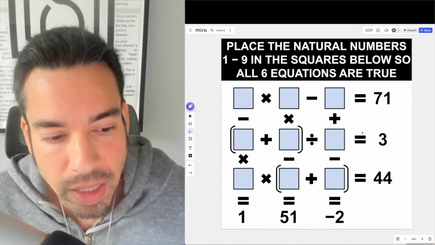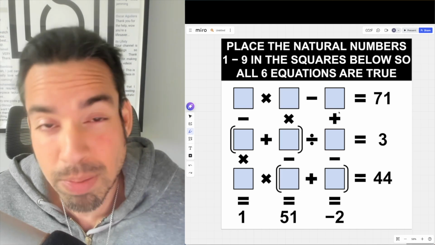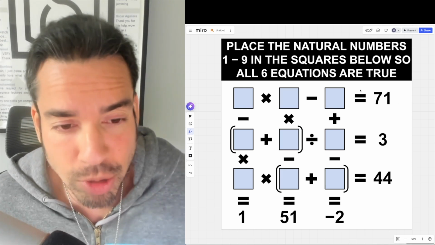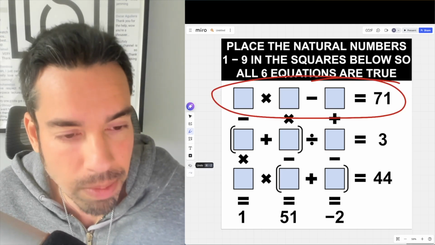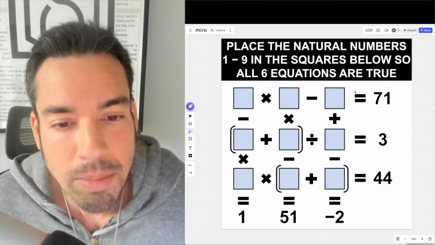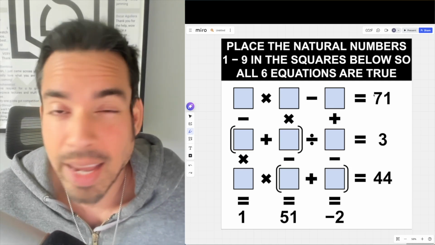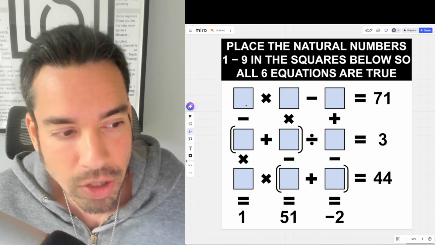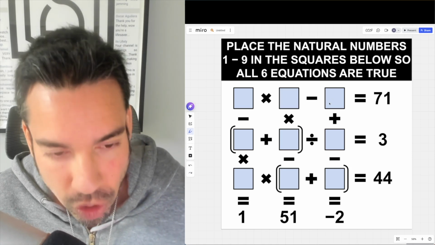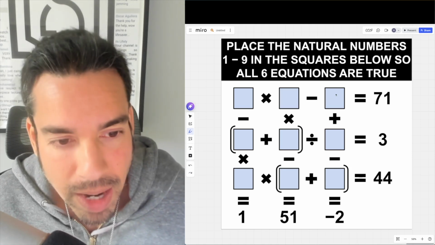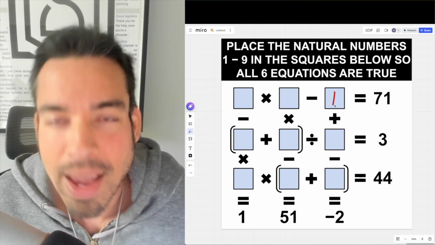All right, so when we're looking at a puzzle like this, I want to go to the places where we have the fewest options first, and that's going to be right off the jump, this top row right here. Because to get up to 71, there's only really one way to do it. 8 times 9 or 9 times 8 is going to give us 72, and then we're going to have to minus 1. So that means 1 has to go here.